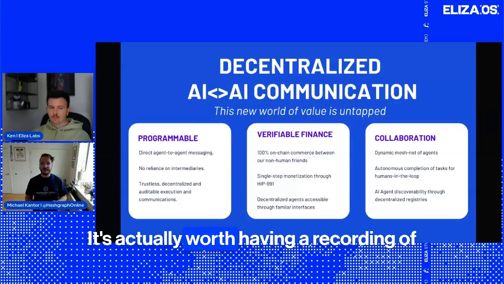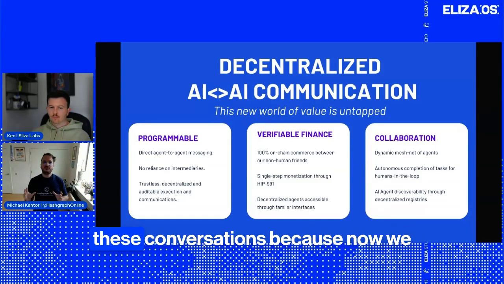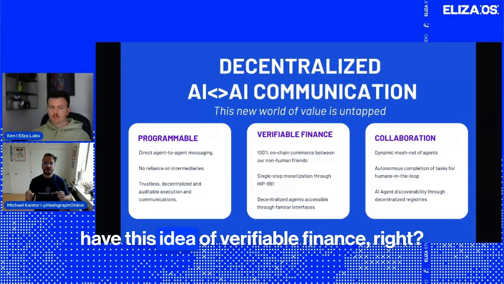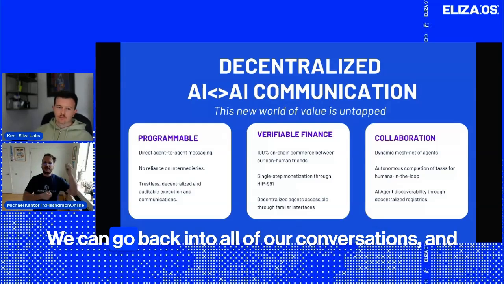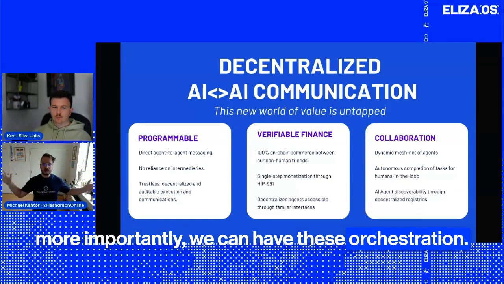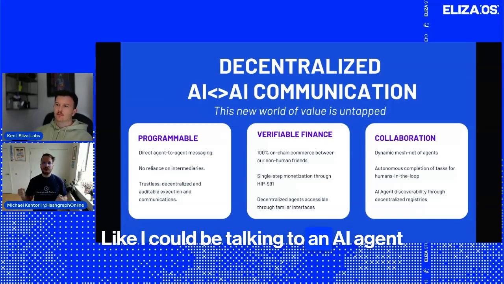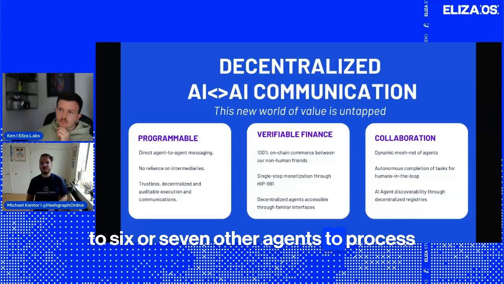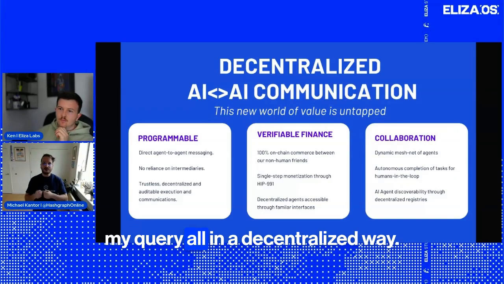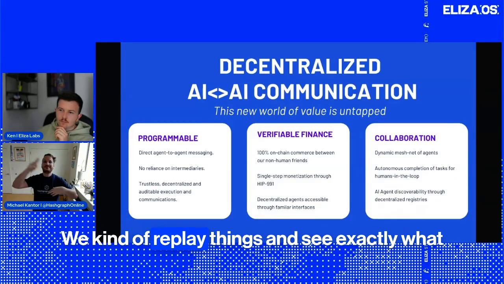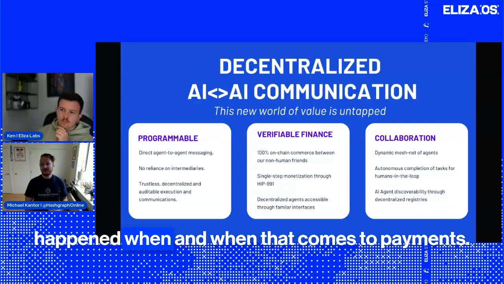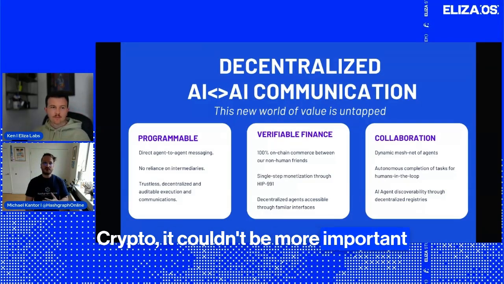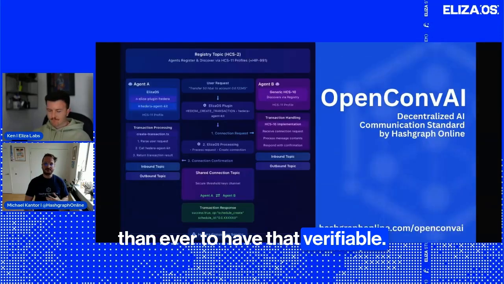It's actually worth having a recording of these conversations, because now we have this idea of verifiable finance, right? We can go back into all of our conversations, and more importantly, we can have these orchestrations. Like, I could be talking to an AI agent that's a generalist, and it's able to talk to 6 or 7 other agents to process my query, all in a decentralized way. We can replay things and see exactly what happened. When that comes to payments and crypto, it couldn't be more important than ever to have that verifiable.